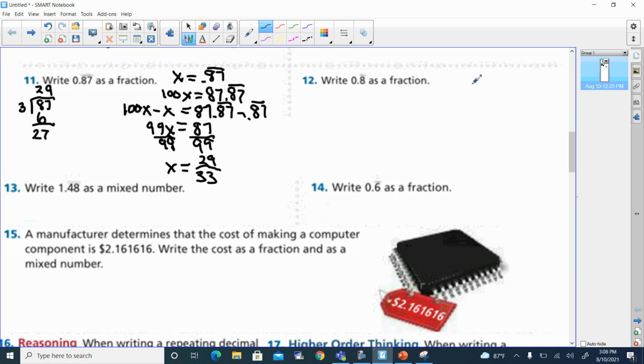Let's see, so x equals 1.48 repeating. That means I'll need 100x. Again, since 2 of my numbers are repeating, I need 2 zeros there, which will turn this into 148.48 repeating. And then we have to subtract x, right? So it's 100x minus x.